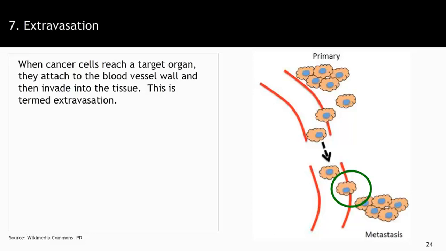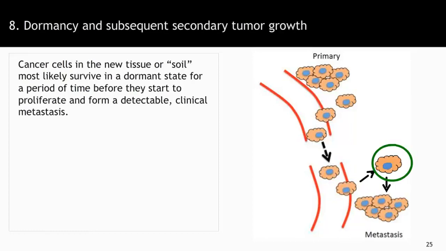The next step is extravasation. Remember that moving into the circulation was intravasation. When cancer cells reach a target organ, like prostate or breast cancer to bone, they attach to the blood vessel wall and then invade into the tissue. This is termed extravasation. The last step is dormancy and subsequent secondary tumor growth. Cancer cells in the new tissue or soil most likely survive in a dormant state for a period of time before they start to proliferate and form a detectable clinical metastasis.